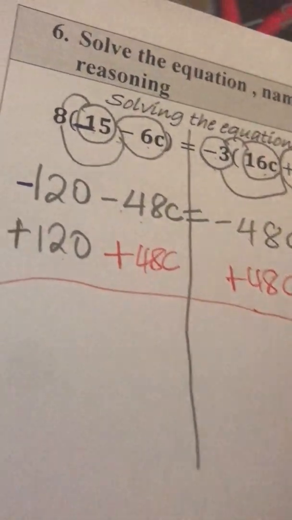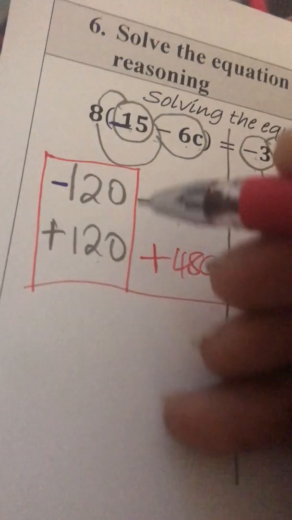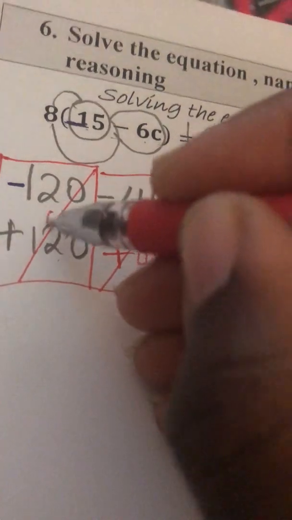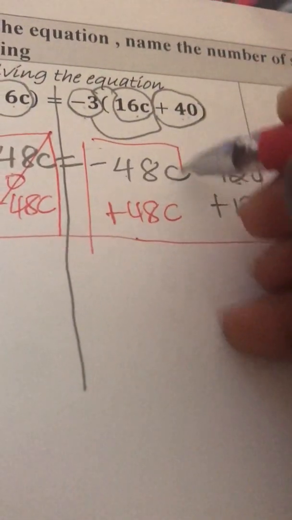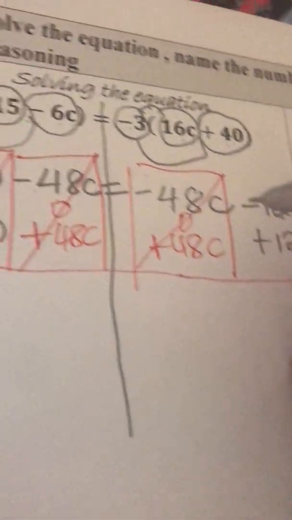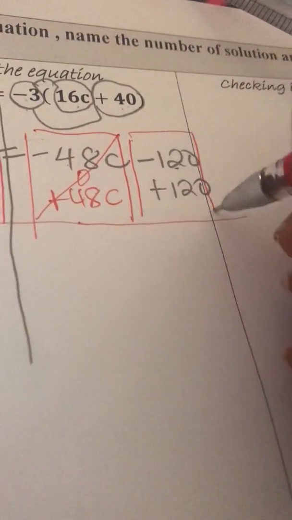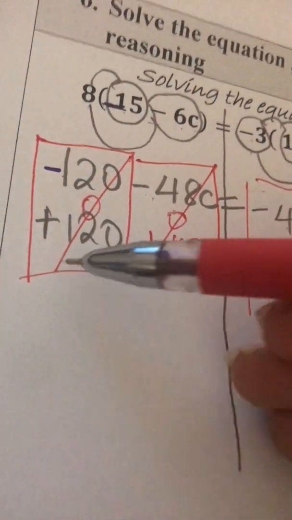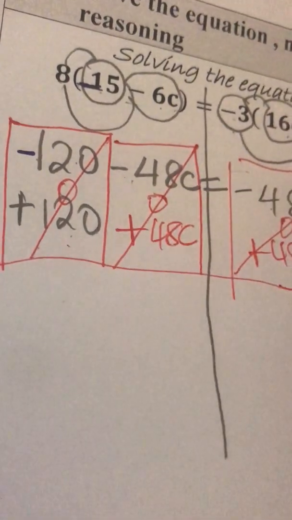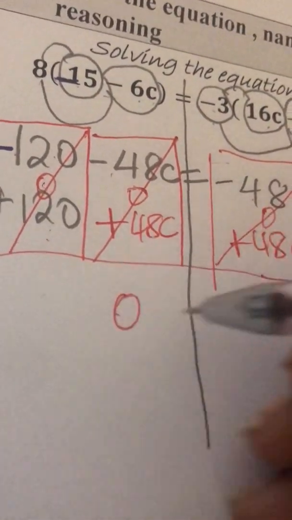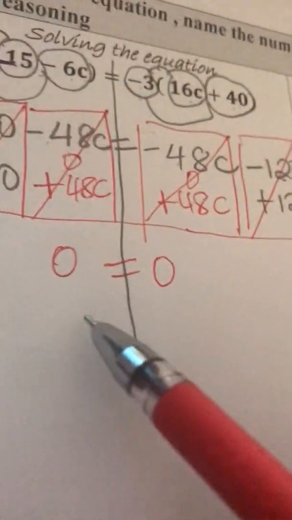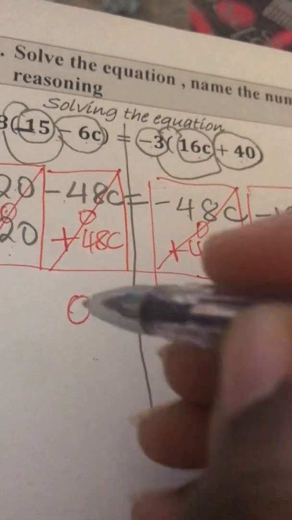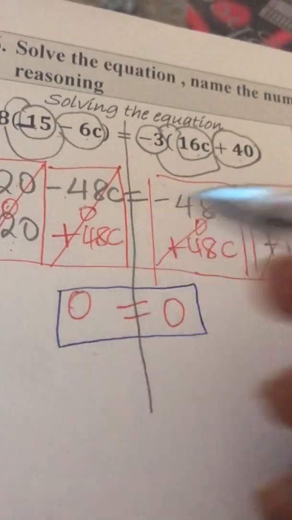Okay? What do I get here? 0. What do I get here? 0. How do I know? Negative 120 plus 120, a number plus its opposite is 0. So here, both of them are 0, is equal to 0. Aha, now you see? There you go. And this is my answer.